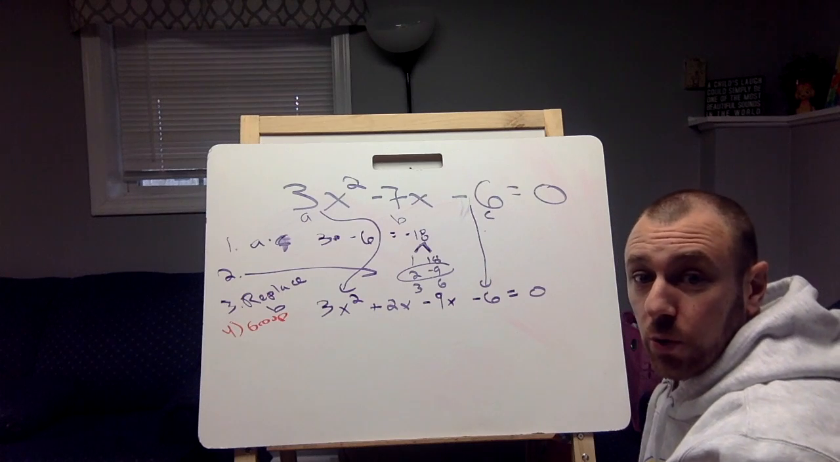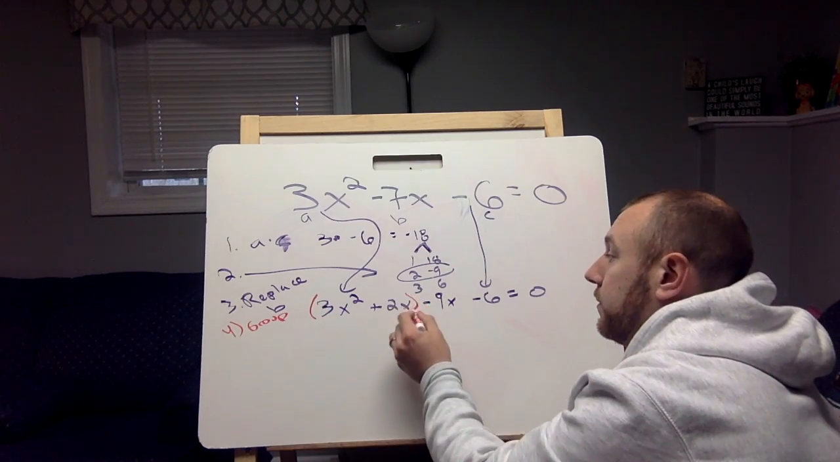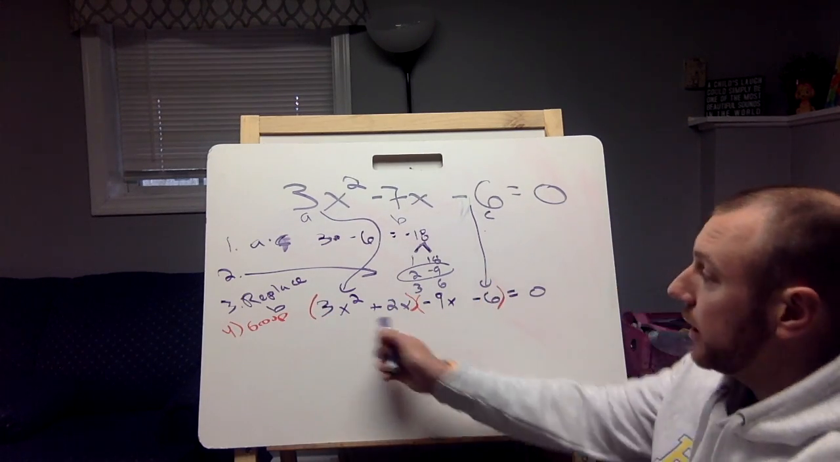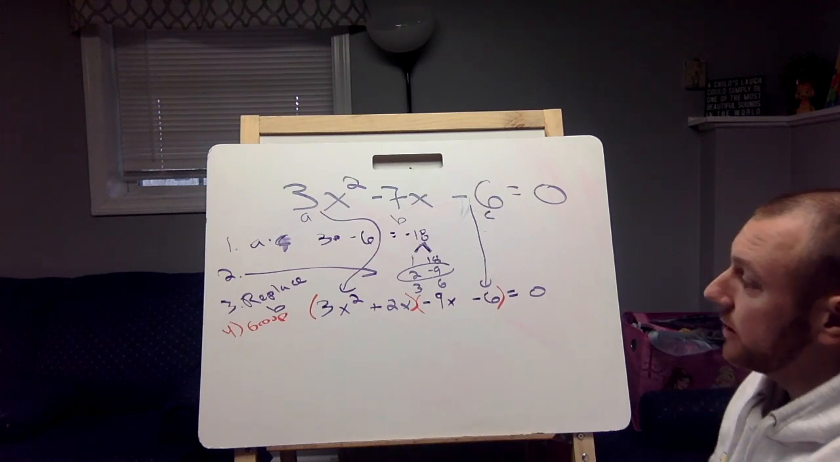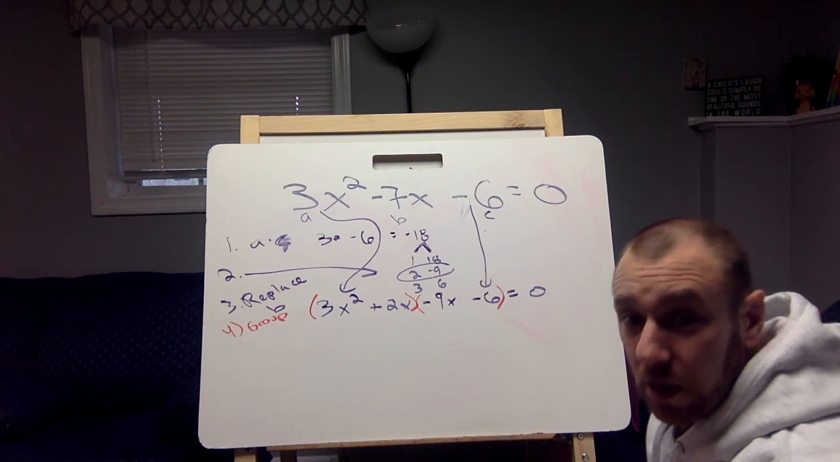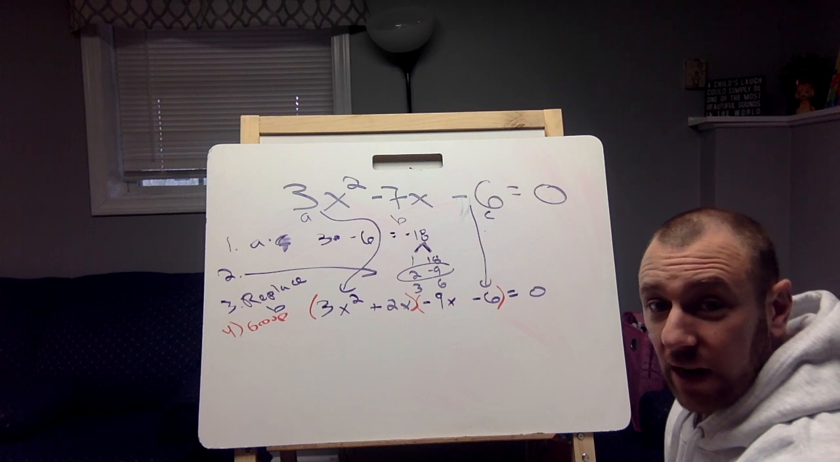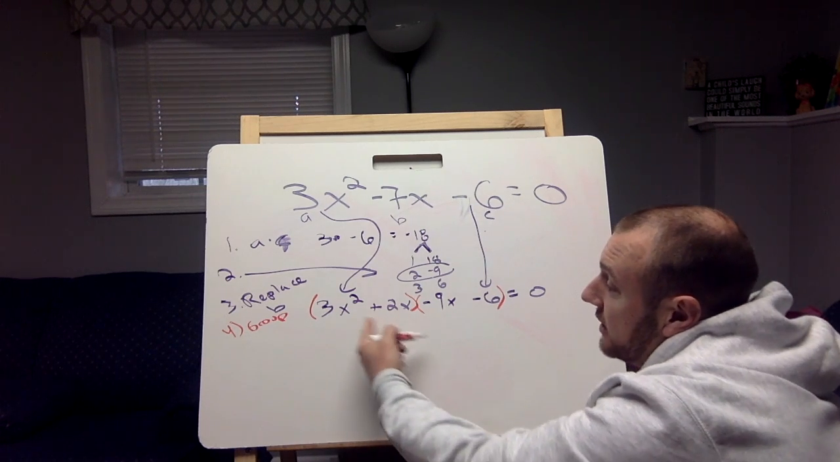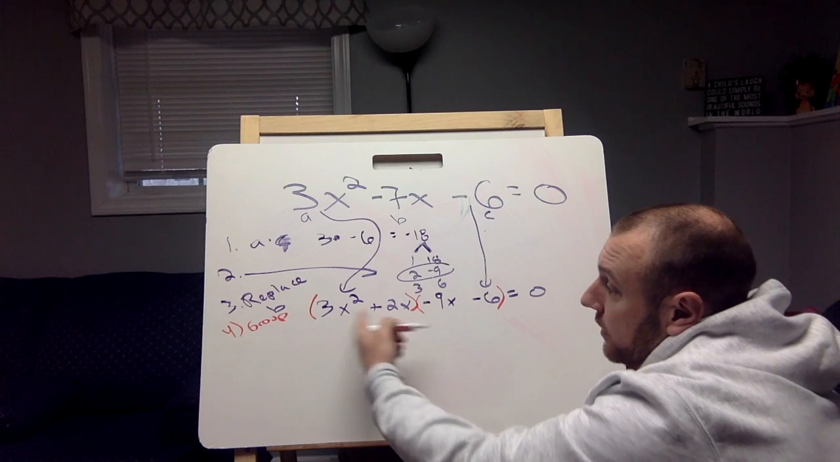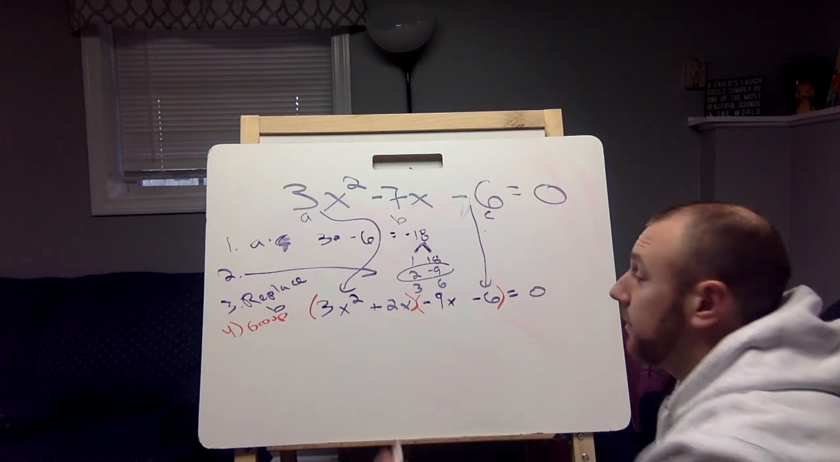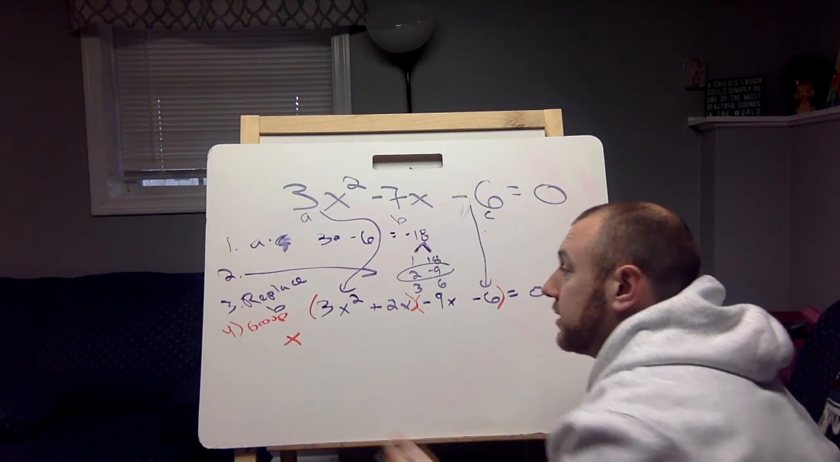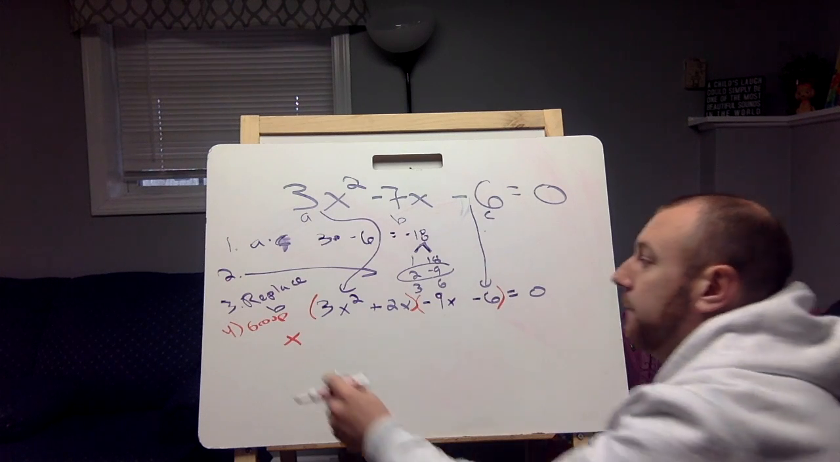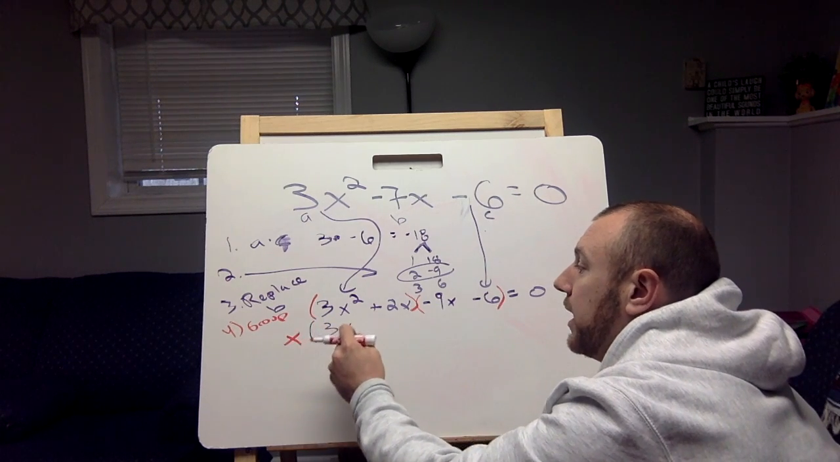The next step is to group. You group the first two terms and the second two terms, and you look and see what you can take out of this. In this case, they both have an x. In the numbers, I can't divide any of those numbers. So I have an x, and then what's left is 3x plus 2.